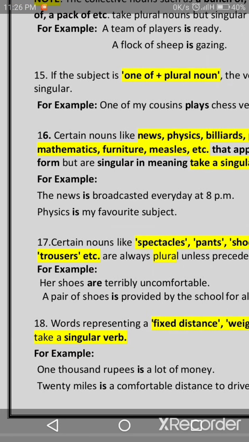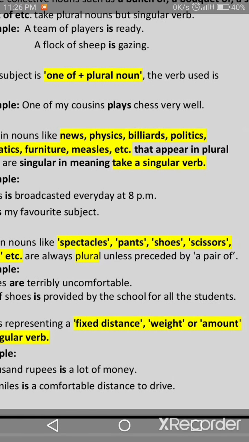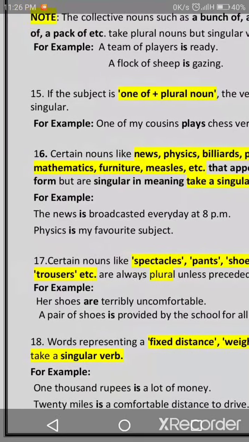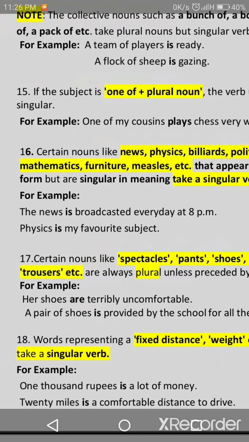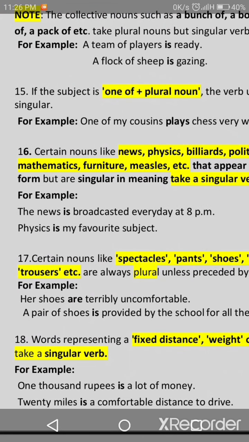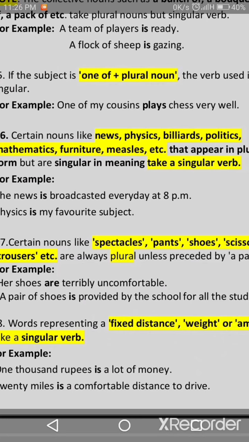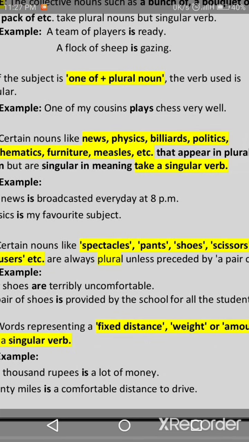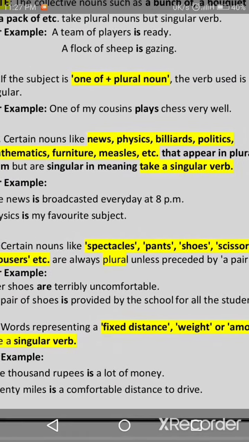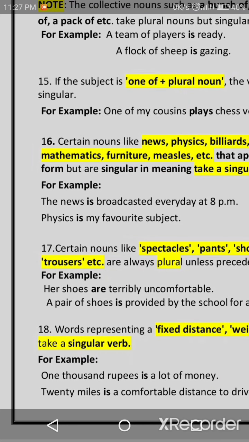Rule number 16. Certain nouns like news, physics, billiards, politics, mathematics, furniture, measles, etc. appear to be plural in form. It seems as if they are plural because an s is attached, but they are singular in meaning. So a singular verb will be used with words like news, physics, billiards, politics, mathematics, etc.